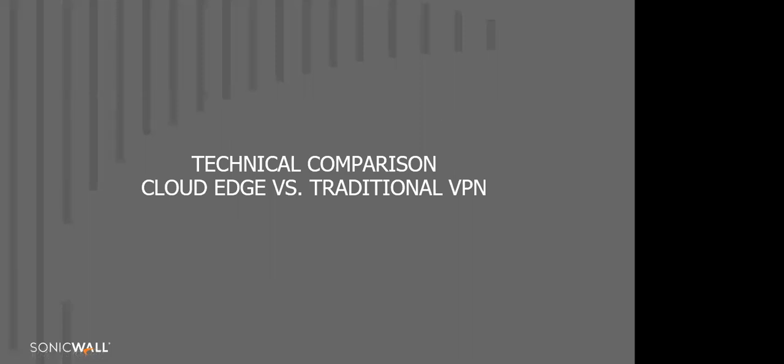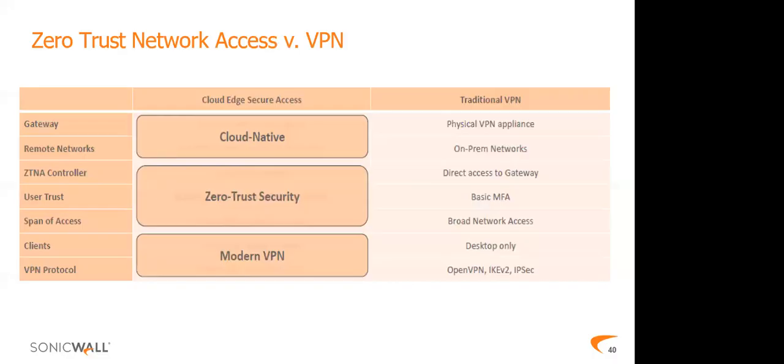The technical comparison: Cloud Edge and the traditional VPN. In Cloud Edge Secure Access, the gateways or remote networks are cloud native. If you are using a traditional VPN, they use a physical VPN appliance or on-prem networks. The ZTNA controller and user trust give zero trust security for Cloud Edge Secure Access. But the traditional VPN gives direct access to your gateway, with only basic MFA.